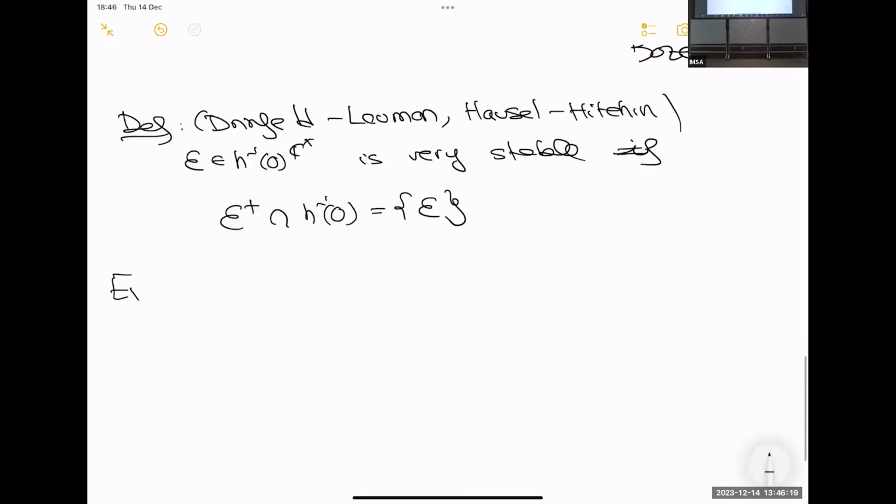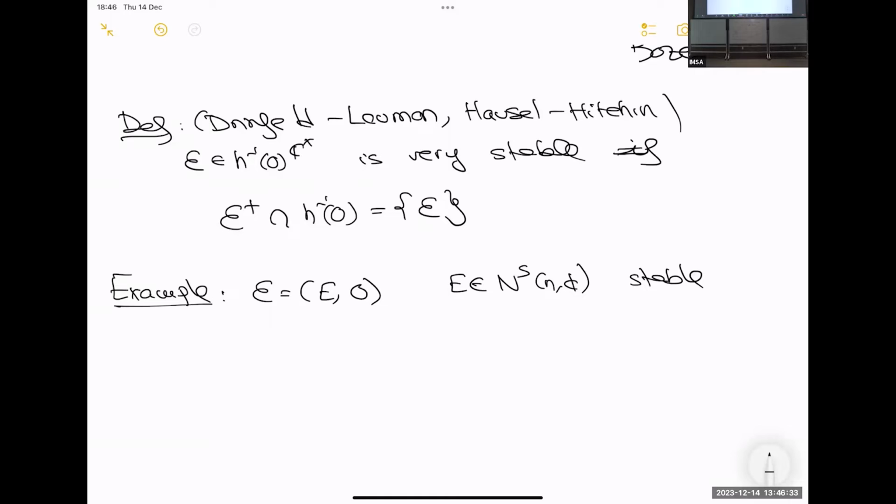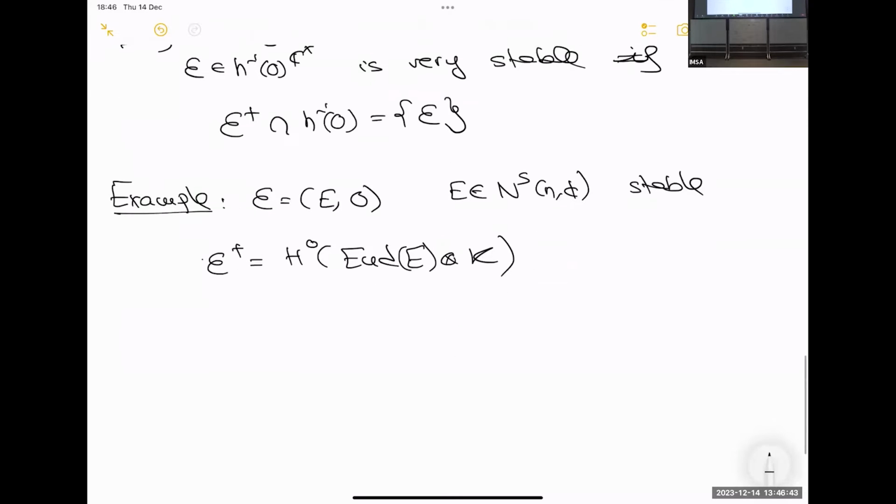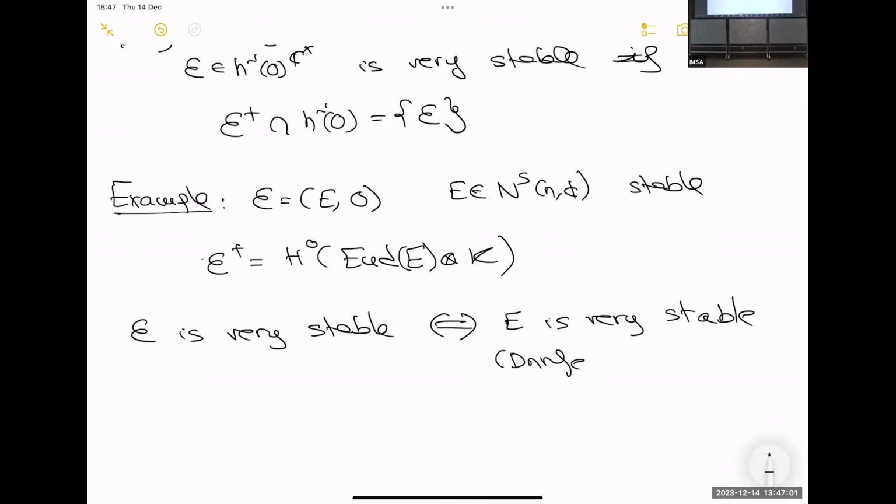So, for example, if one considers the fixed point that's given by a stable point on the zero Higgs field, then what's E plus? Well, in this case, E plus is just the space of all Higgs fields on the given bundle, right? So the fixed point is very stable in this sense if and only if E is very stable according to Hausel's definition. Namely, it doesn't admit a non-zero nilpotent Higgs field.